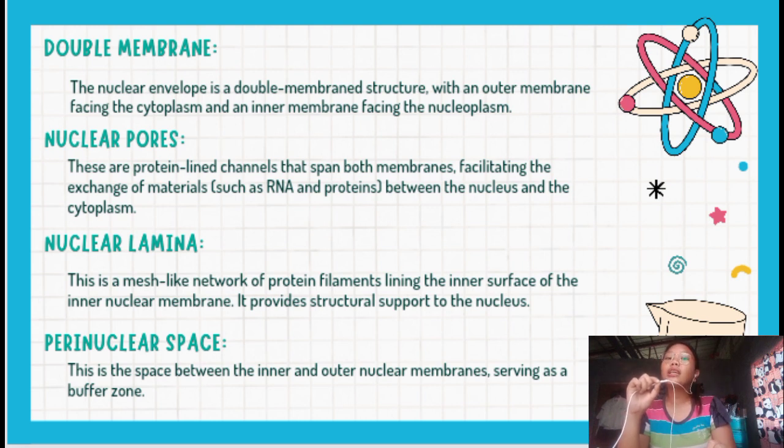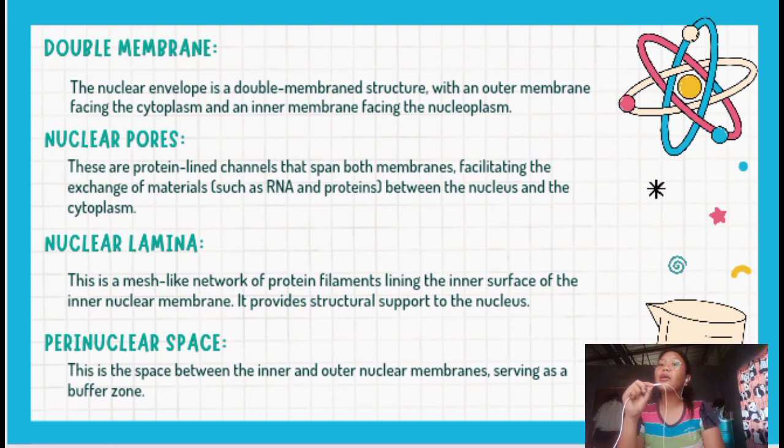The second one is nuclear pores. These are protein-lined channels that span both membranes, facilitating the exchange of materials such as RNA and proteins between the nucleus and the cytoplasm. The third is the nuclear lamina. This is a mesh-like network of protein filaments lining the inner surface of the inner nuclear membrane. It provides structural support to the nucleus. The fourth one is the perinuclear space. This is a space between the inner and the outer nuclear membrane, serving as a buffer zone.